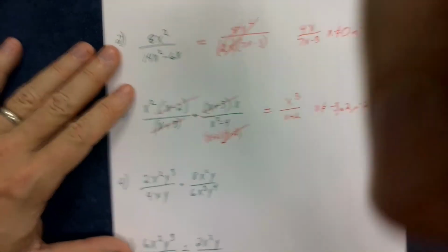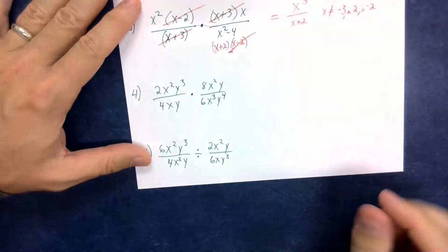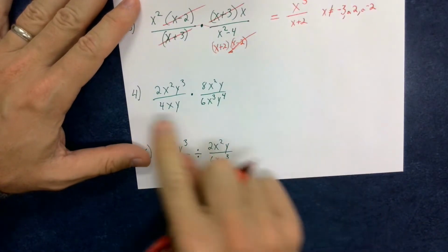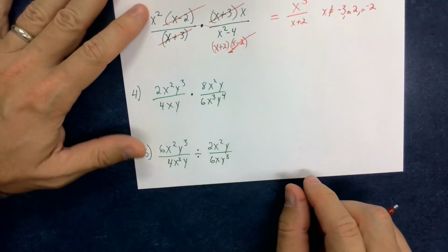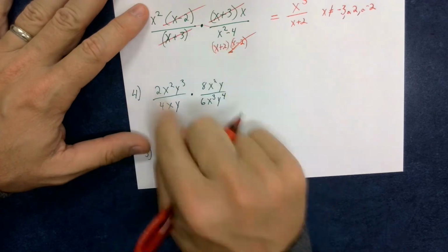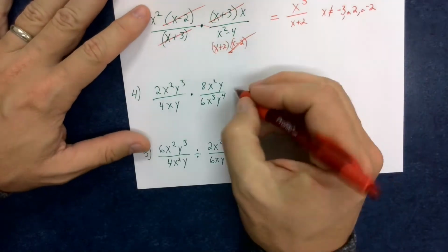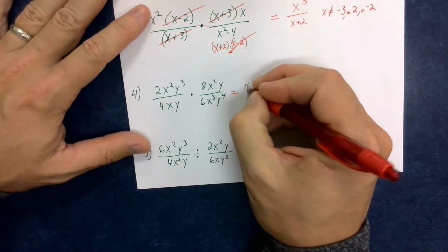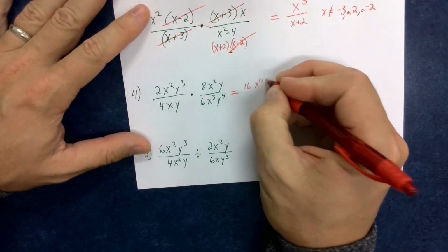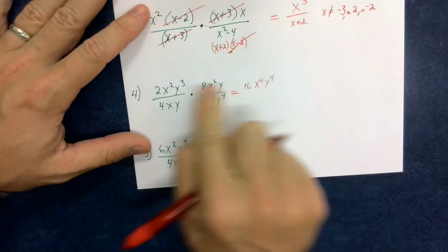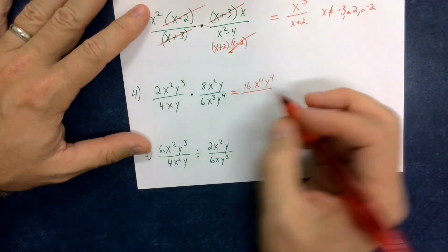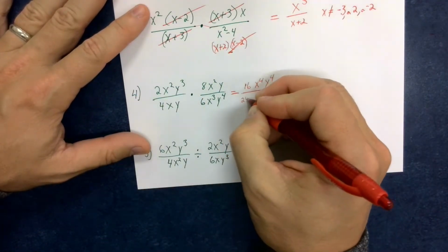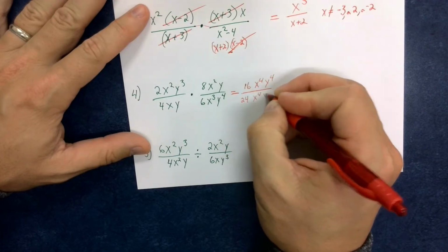Okay, so I'm going to come down to this one. As you can see, it has no pluses or minus signs. So that means everything here is multiplication. So I can just do one of two things. I can start cutting them out in the very beginning, or I can rewrite them together. I'm going to rewrite them together this time and go from there. So I got 16x to the 4th, y to the 4th. It's multiplying the numerators together. In the denominators, I got 24x to the 4th, y to the 5th.